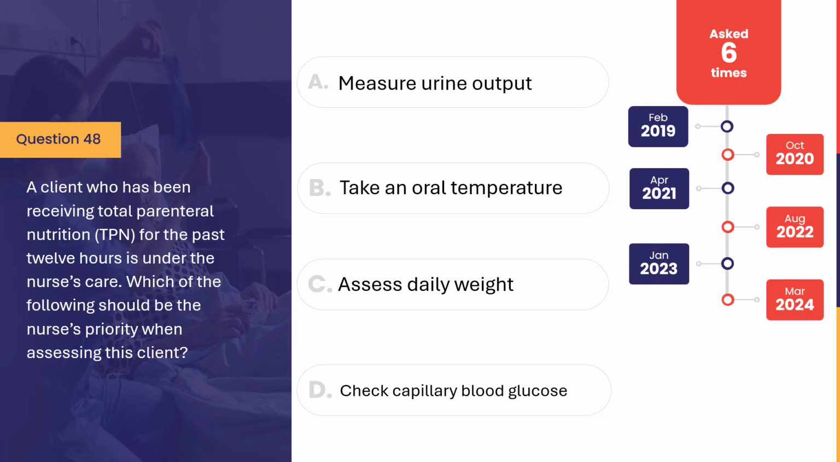A. Measure urine output. B. Take an oral temperature. C. Assess daily weight. D. Check capillary blood glucose. The correct answer is D. Check capillary blood glucose. D is correct.